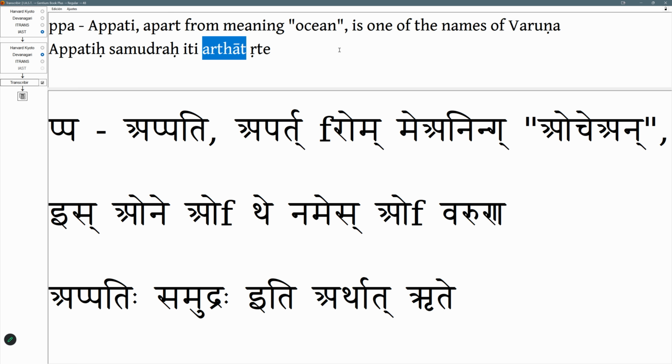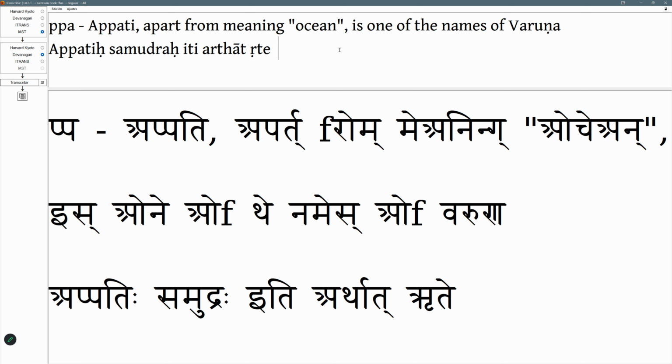So arthat, rite. Other writers like Abhinavagupta, for example, use the ablative in tas. So he would write, instead of arthat, very probably he will write arthatas. Arthatas is another way to express ablative for words ending in a. But okay, this is Abhinavagupta. We'll put arthat, the normal way, the standard way.